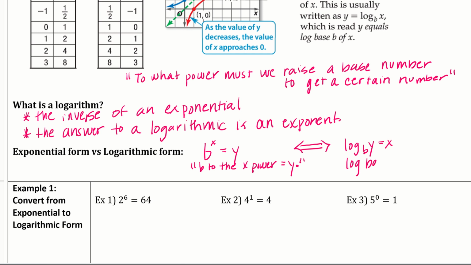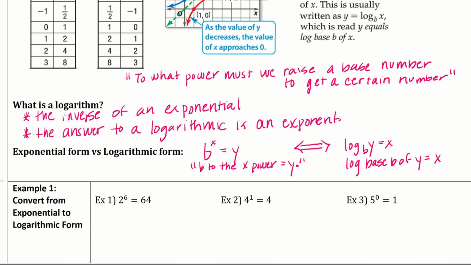Log base b of y equals x. So b is still the base. The little subscript number is the base. X is the exponent and y is the answer. So they're basically inverses. I wanted to write that down.